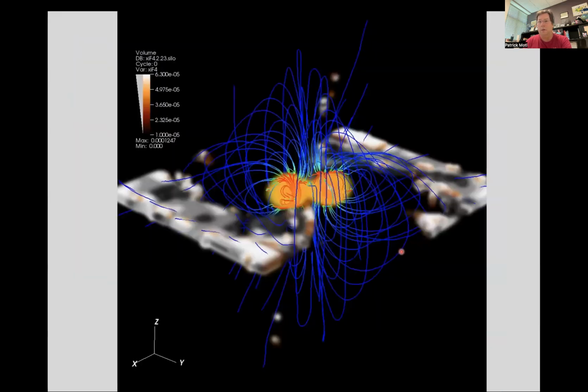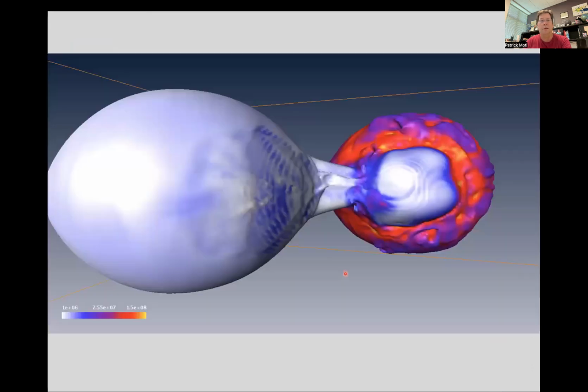This is a simulation of the merger of two magnetized neutron stars. So you see the magnetic field distribution and the deposition of energy from magnetic reconnection in the orbital plane of the two neutron stars. And then this is a non-relativistic simulation.